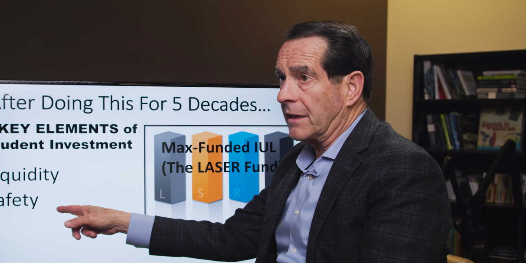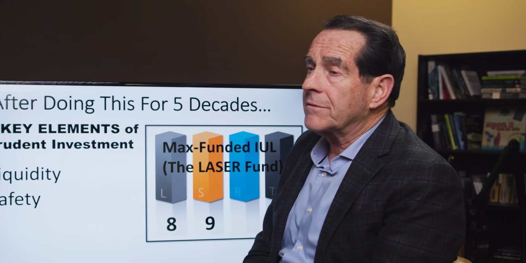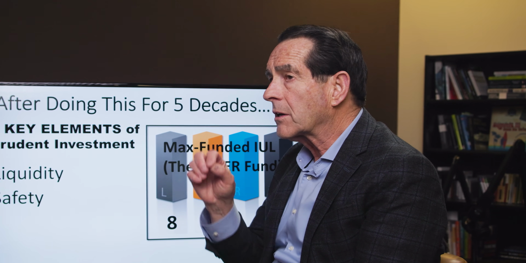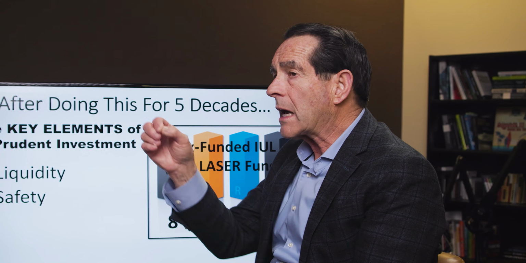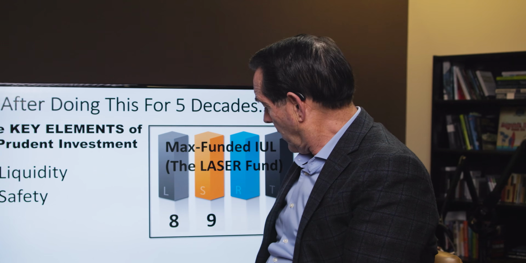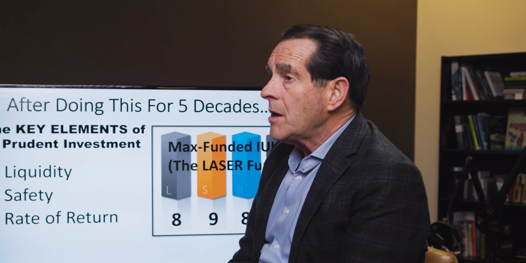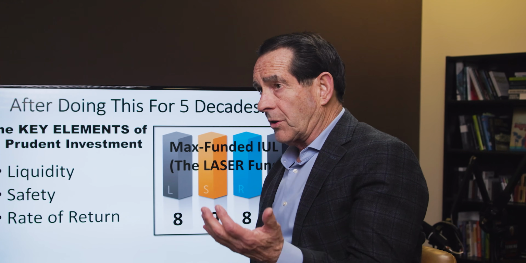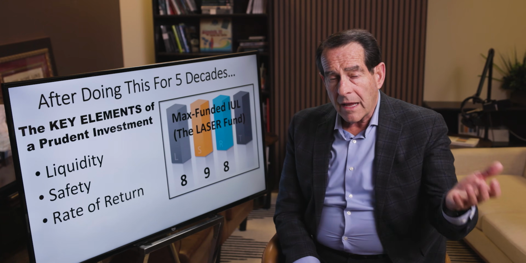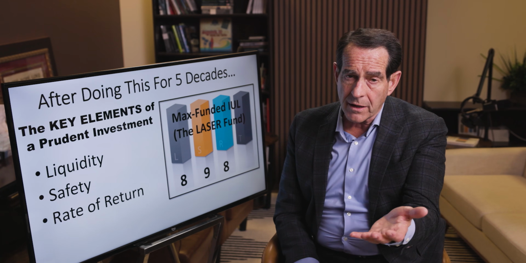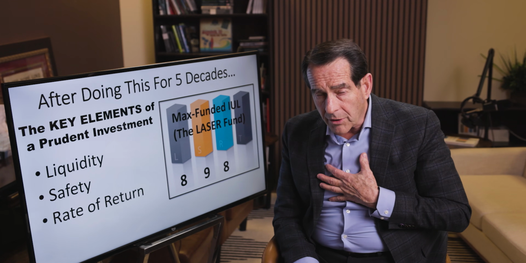As far as safety, it ranks 9 out of 10. Very few places are as safe as legal reserve insurance companies, which are the backbone of America and the backbone of the world. When we talk about rate of return, it usually scores at least 8 out of 10, because the rate of return that I've always earned has outpaced inflation, and it is quite easily greater than the net cost of the funds when I am my own banker, as I'm going to show you in just a second.